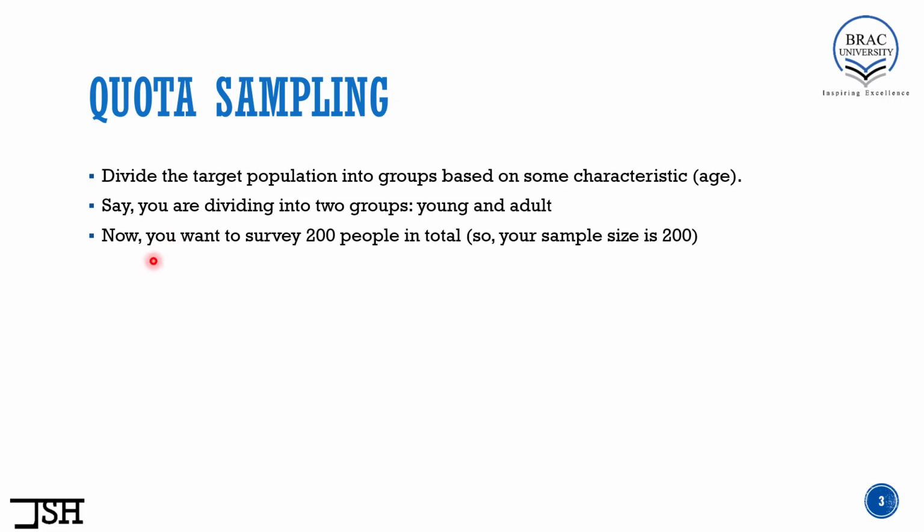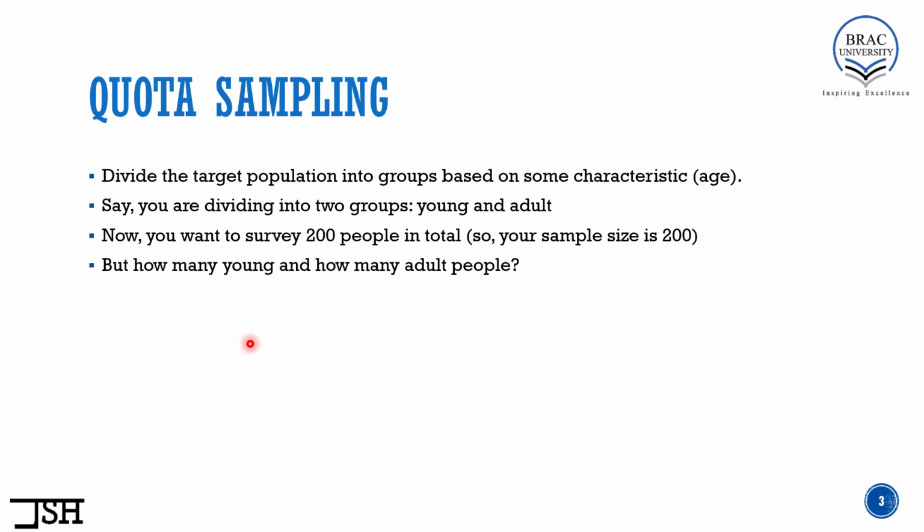Here it goes. Now I want to survey 200 people in total. So my overall sample size is going to be 200. However, the next question is how many young and how many adult people I'm going to do a survey on. I know that in total I'm going to collect survey from 200 people. However, how many of these 200 people are going to be youths and how many of them are going to be adults? So I need to decide that number. So the next step is related to fixing that number, and this is very, very important.